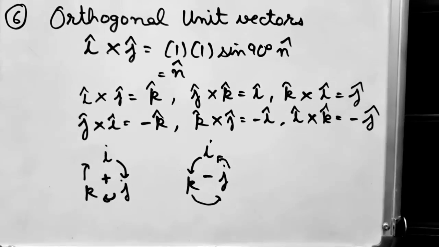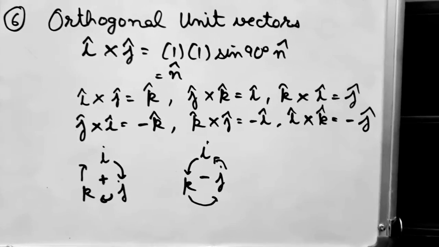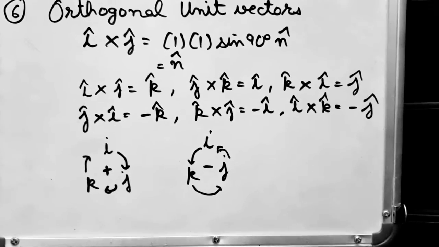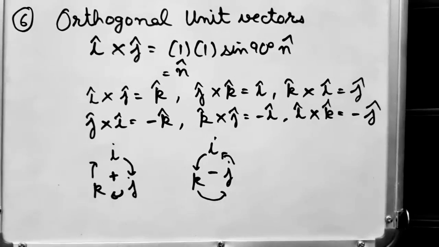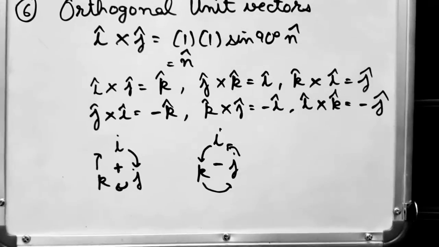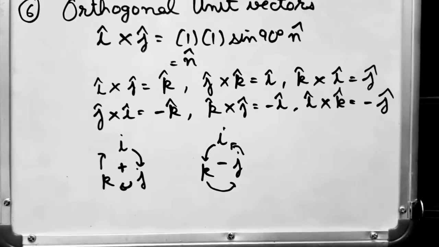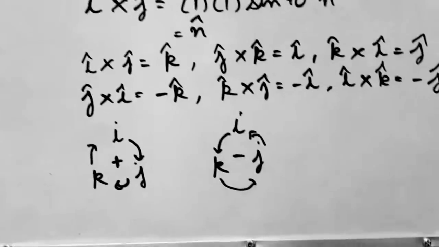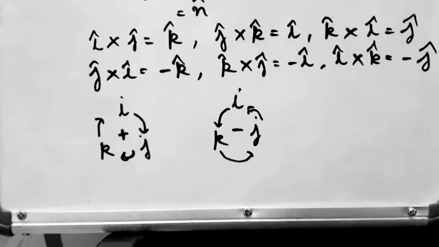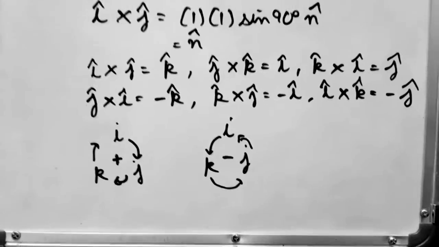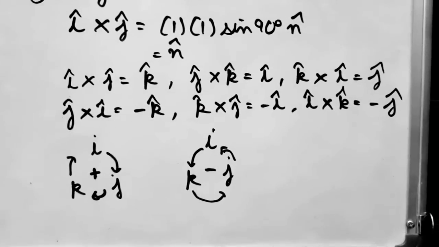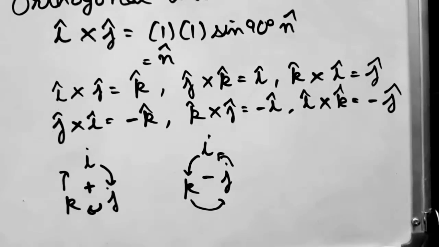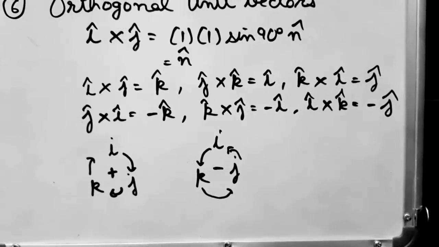Similarly, j cap cross k cap is i cap, k cap cross i cap is j cap. If we take them in reverse, we know the cross product is anti-commutative. So if we take j cross i, the negative sign will be introduced. So if we take i, j and k in clockwise direction, we have plus sign, and if we take i, j and k in anti-clockwise direction, we have the negative sign.